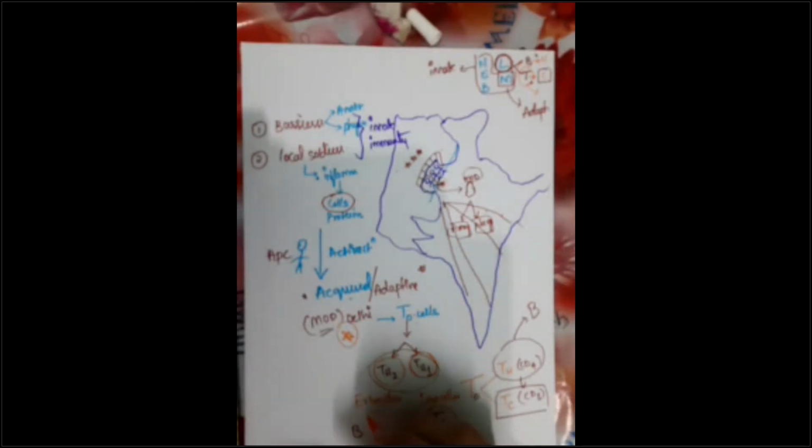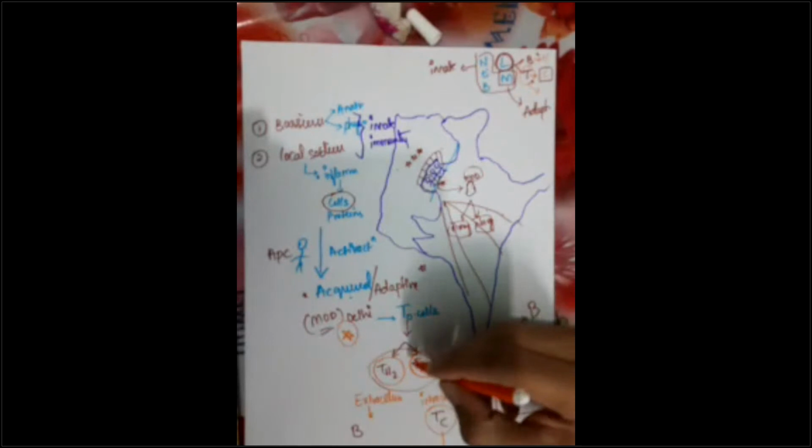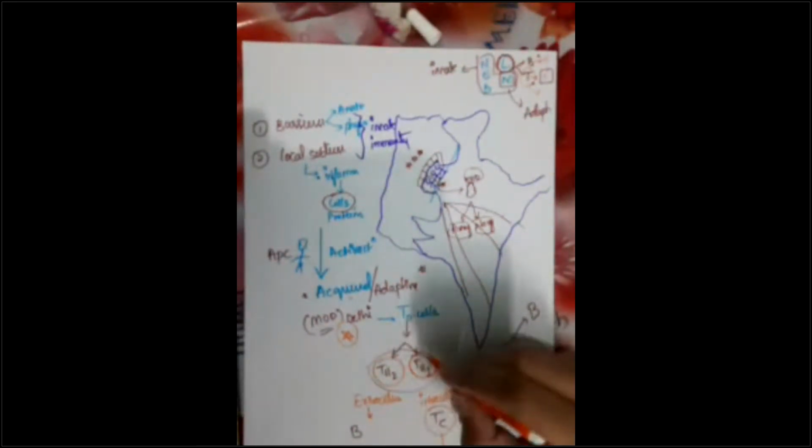Now, if the bacteria is extracellular, let us see what are intracellular and extracellular. The TB bacterium, Mycobacterium tuberculosis, is it intracellular or extracellular? It is intracellular, guys. So which immunity has to be activated? T helper 1 cell immunity has to be activated.